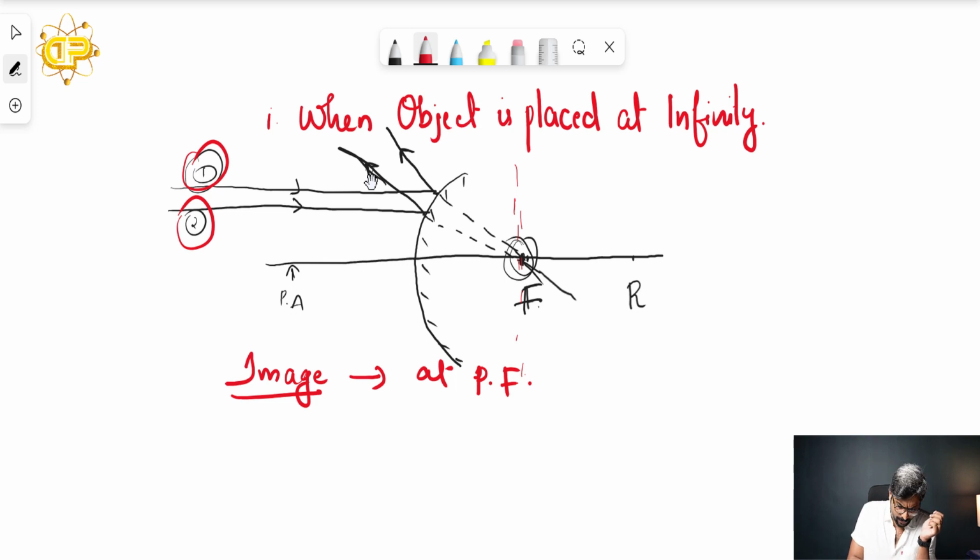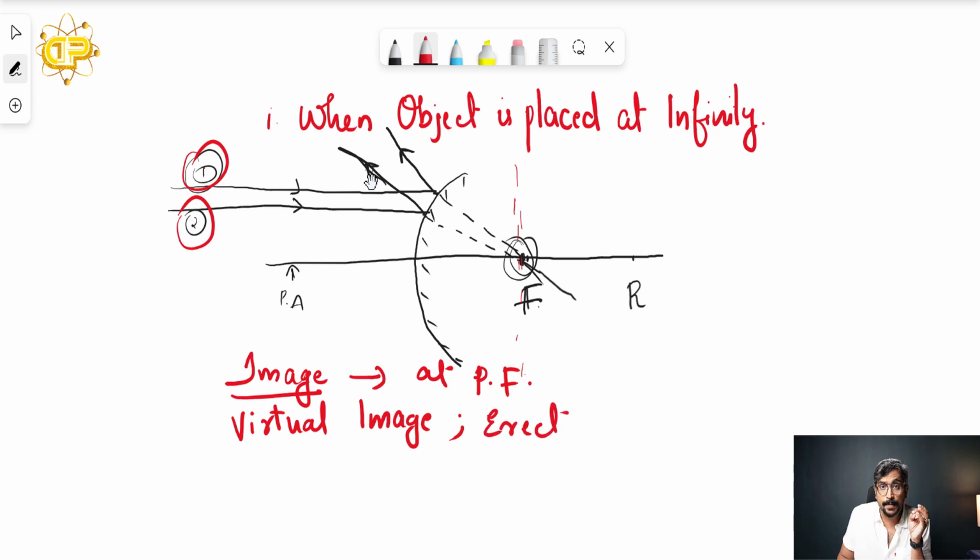So you are getting a virtual image, and you know all the virtual images are what? Erect image. Because in the previous case we have seen most of the cases, 90% of the cases are real image formation, and there you got inverted. But here we can see that the image formed is virtual, and then they are obviously erect.